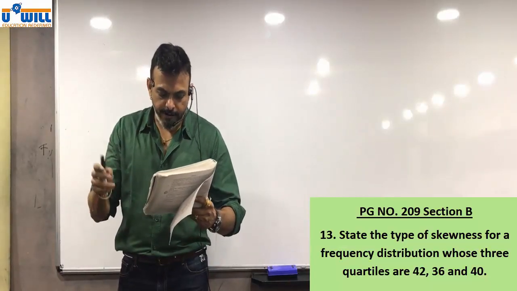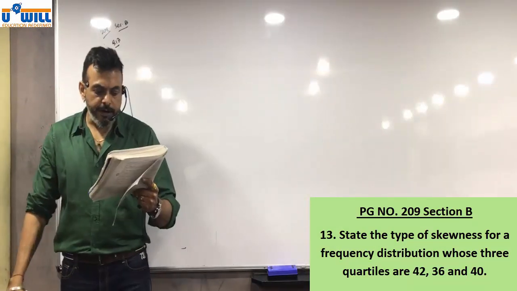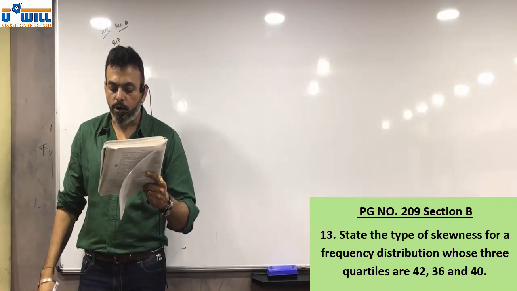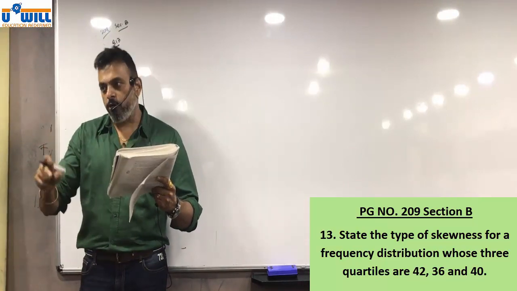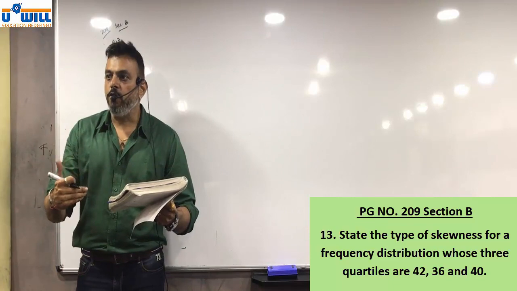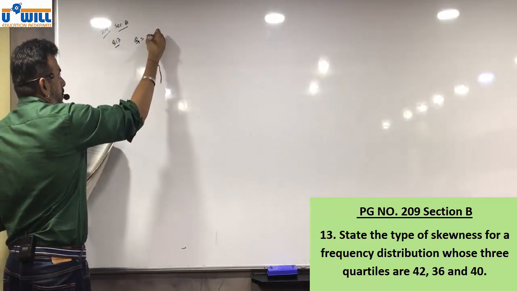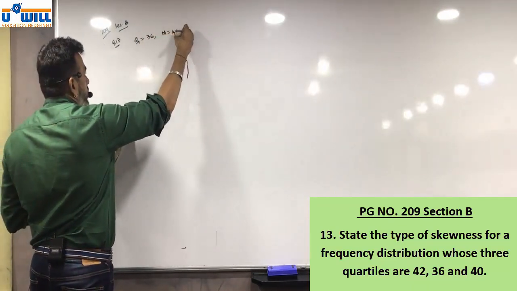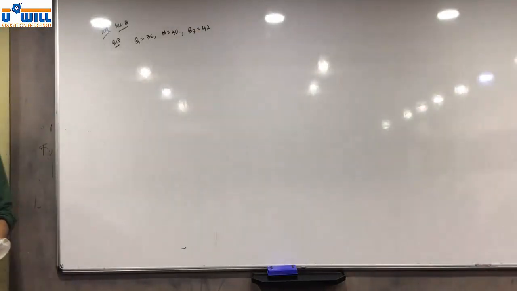Page number 209. Question number 13, section B. State the type of skewness for frequency distribution whose three quartiles are 42, 36 and 40. Now tell me what is Q1? The smallest one is Q1. So write down Q1 is equal to 36. What is median? 40. And what is Q3? 42. Can you find out the skewness?